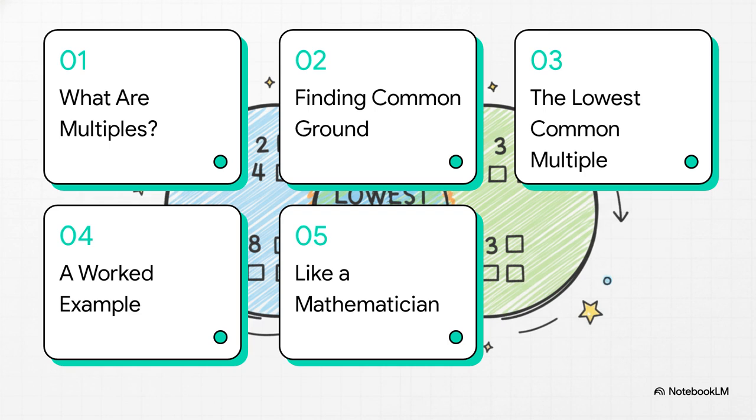Okay, so here's our game plan. First, we'll get down the absolute basics. What in the world are multiples? Then, we'll figure out how to find where they overlap. After that, we're going to zero in on the most important one, the lowest common multiple. We'll walk through an example together, step by step, and finally, we'll put on our detective hats and learn to think like a real mathematician.